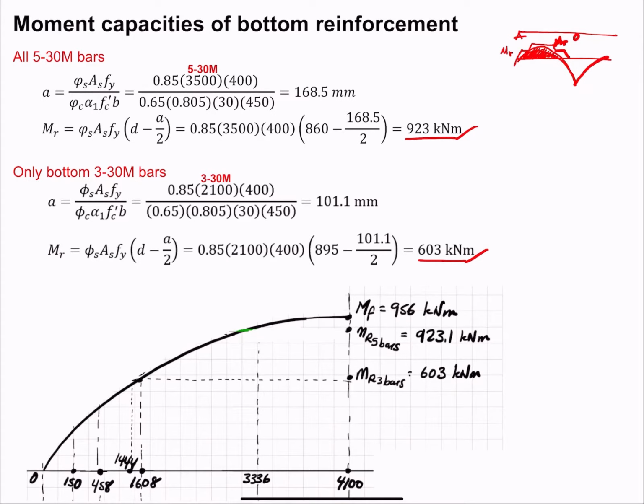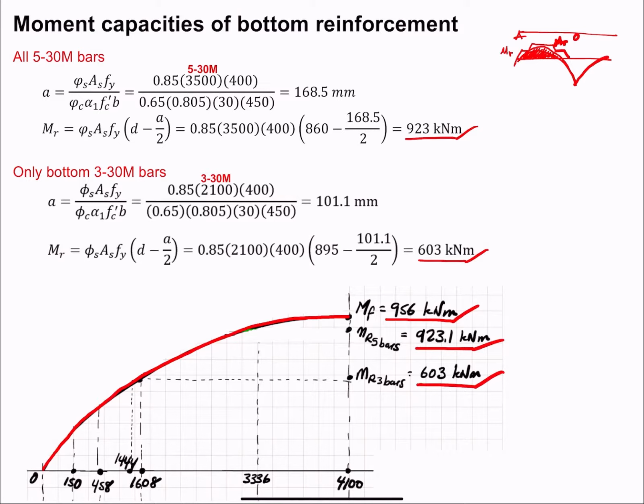So it's going to look something like this. This is my factored moment, written here in red. And you see, according to the envelope, my total maximum factored moment is 956. The moment resistance with 5 bars is 923, and with 3 bars is 603. So right off the bat, I am going to be lower.